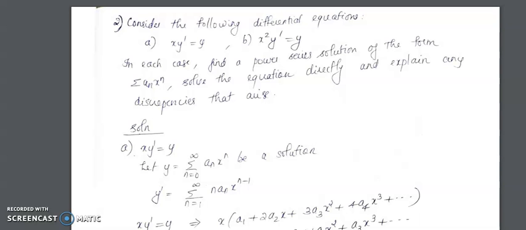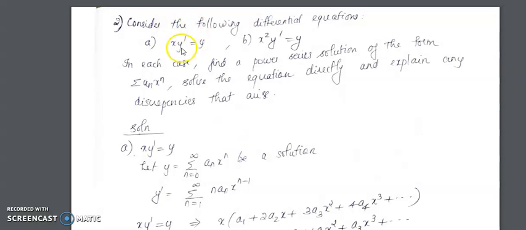Good morning all. So in today's class we will see a few more problems on solving the first order differential equation using power series. So the question is, consider the following differential equations. We have xy dash equal to y and x square y dash equal to y. In each case find a power series solution of the form summation a n x raised to n. Solve the equation directly and explain any discrepancies that arise.